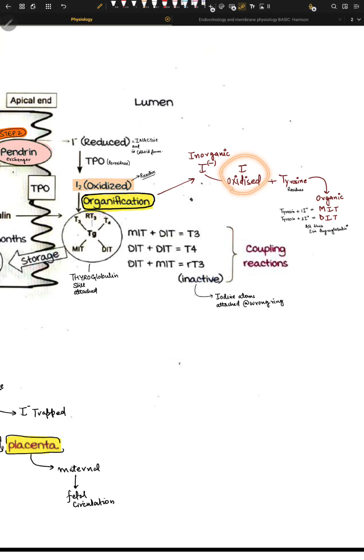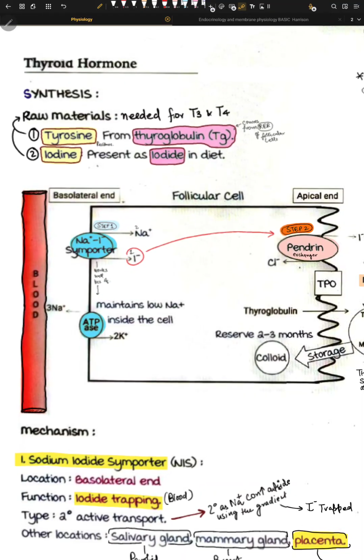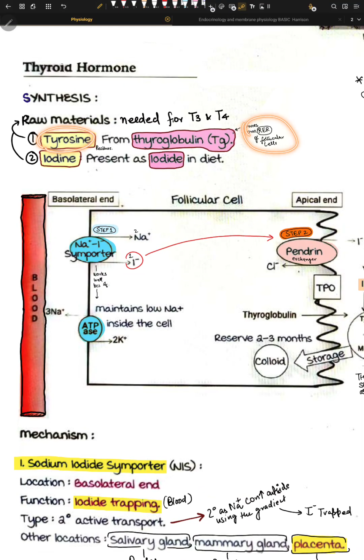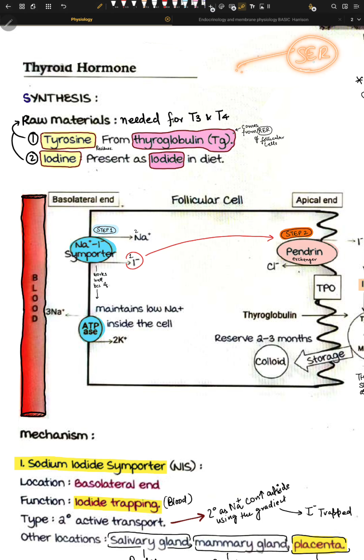So this oxidized iodide plus tyrosine residues, right? I told you guys earlier that tyrosine is made from the RER of the follicular cells, the rough endoplasmic reticulum. Why is it rough? Because it has some granules, okay? These granules make the appearance rough. If these granules are not present, we call it smooth endoplasmic reticulum. Why do we call this endoplasmic? Because they are within the plasma, so they are endo. Okay, so RER and SER, we understand it.